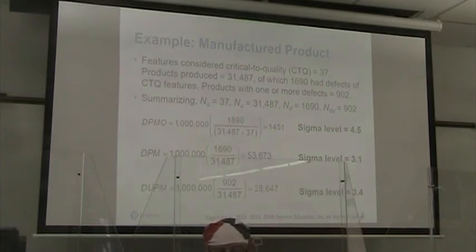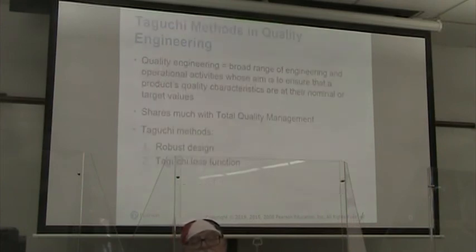The defective units per million equals 1 million times 902 divided by 31,487, which equals 28,647, for a sigma level of 3.4. No doubt you're riveted by these numbers.